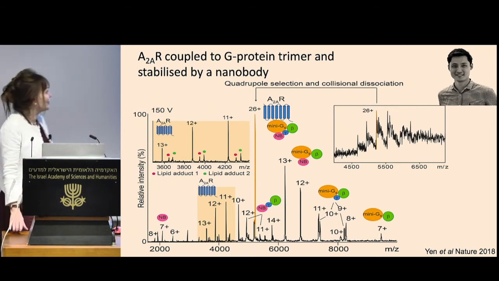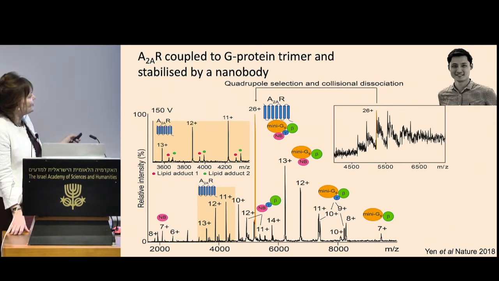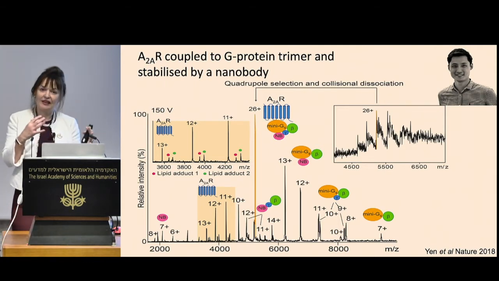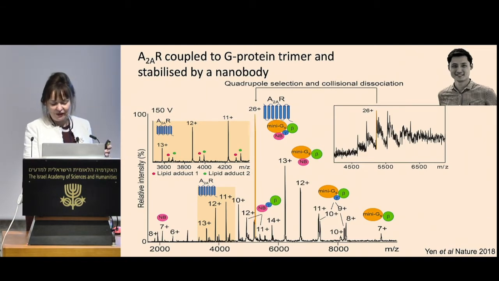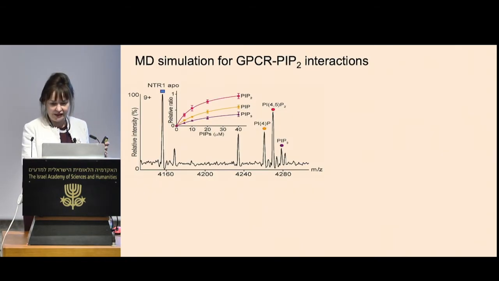But what was interesting was that the receptor came out with 2 lipids. So suggesting that in this coupling complex, lipids were present. So we were very excited about that. We found out that it was PIP variants.